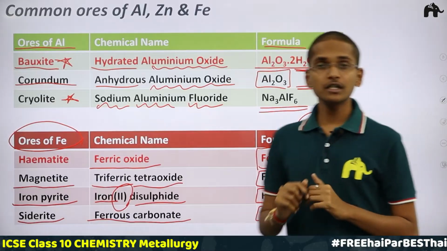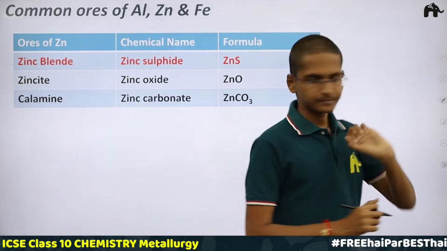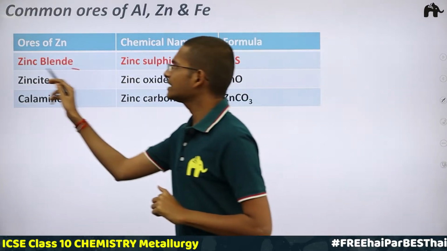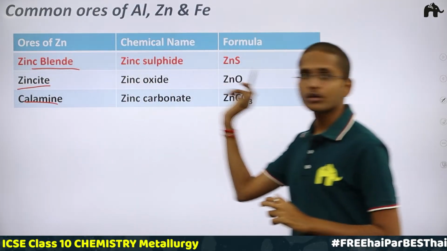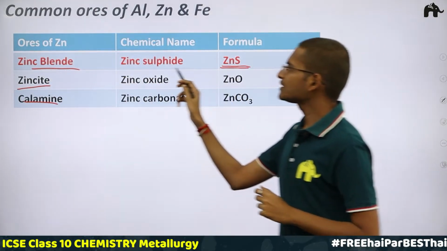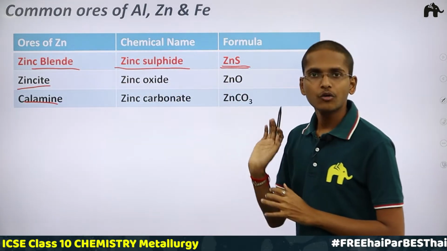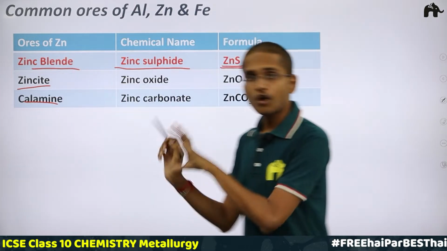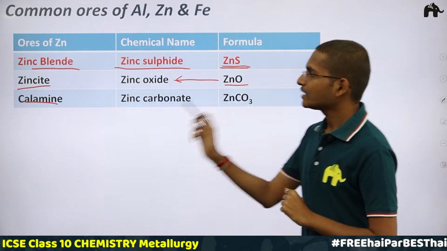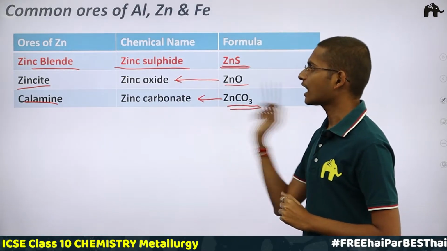Now let's move ahead to see the common ores of zinc. There are 3 common ores of zinc: zinc blende, zincite and calamine. Zinc blende's chemical formula is ZnS, and the name is simply zinc sulfide. Zincite is zinc oxide, and the chemical name is simply zinc oxide. And calamine is zinc carbonate, and the name is simply zinc carbonate.